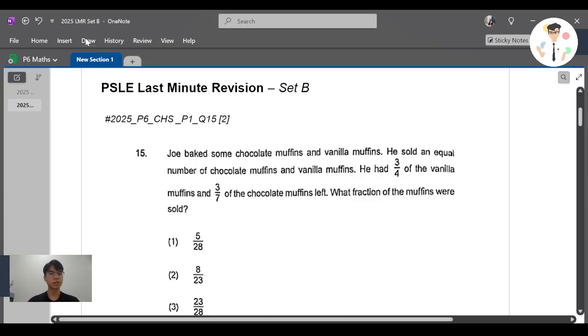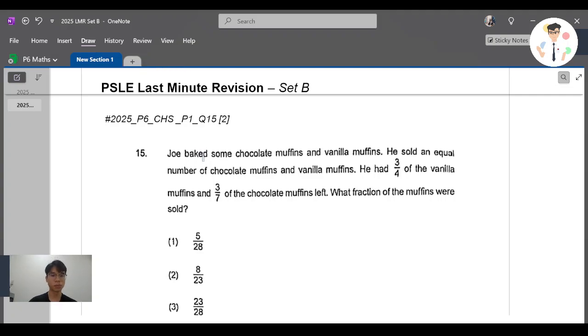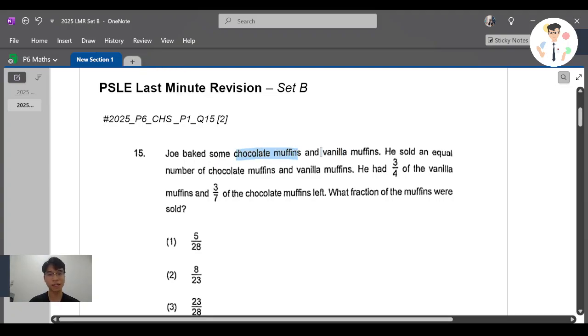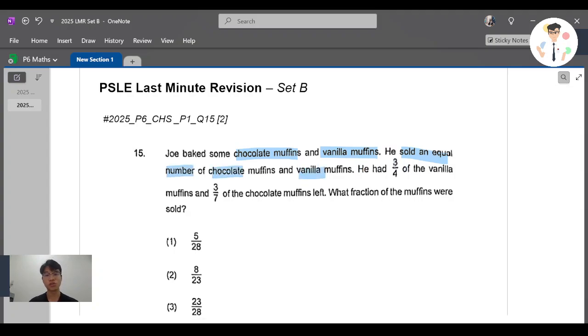So let's look at this question. Here it says that Joe baked some chocolate muffins and vanilla muffins. He sold an equal number of chocolate and vanilla muffins. He had 3 out of 4 of the vanilla and 3 out of 7 of the chocolate muffins left. What fraction of the muffins was sold?